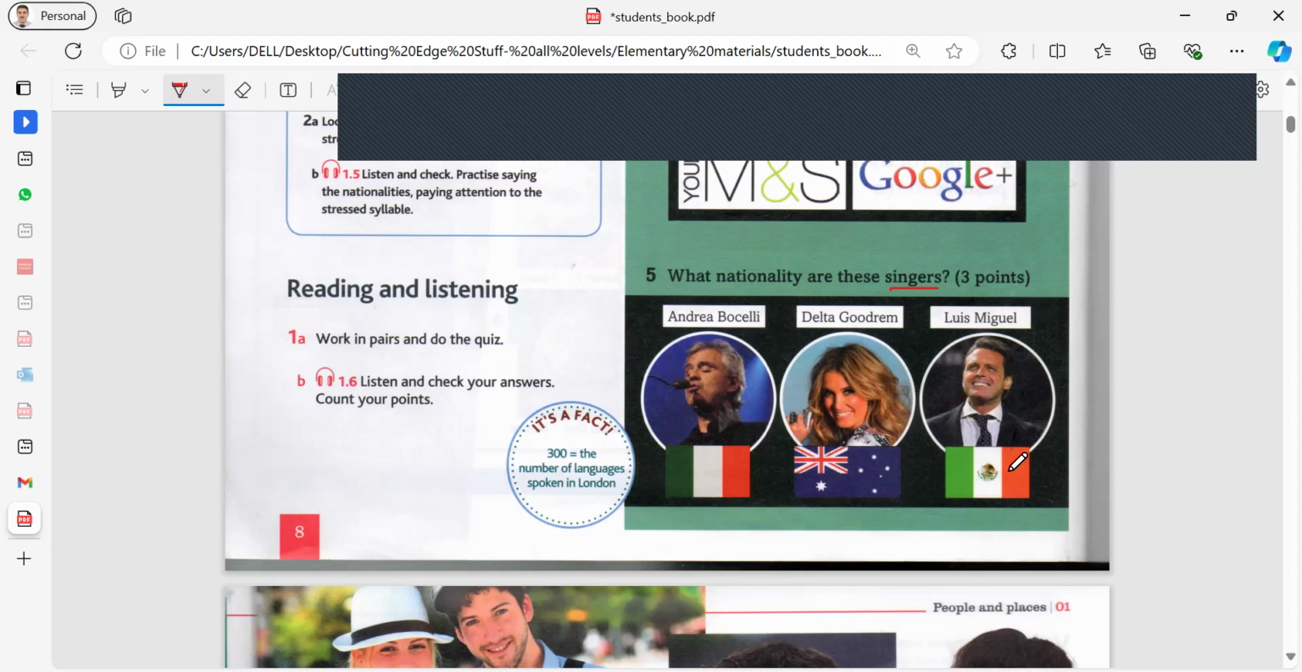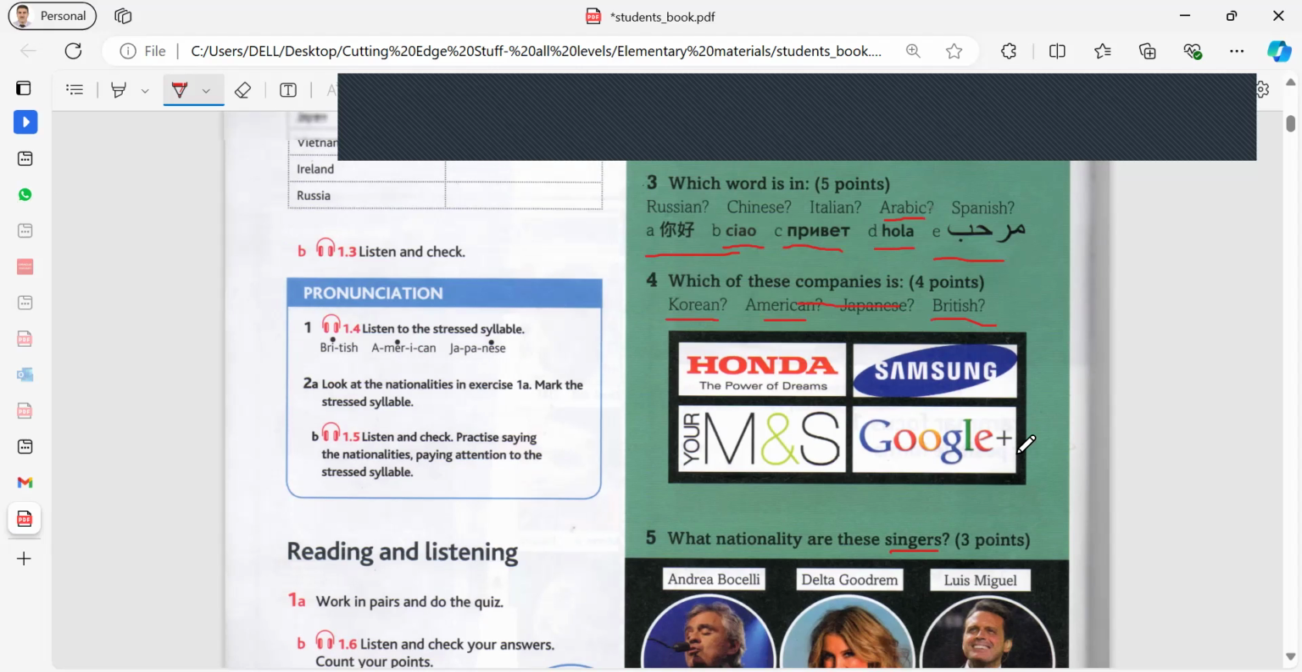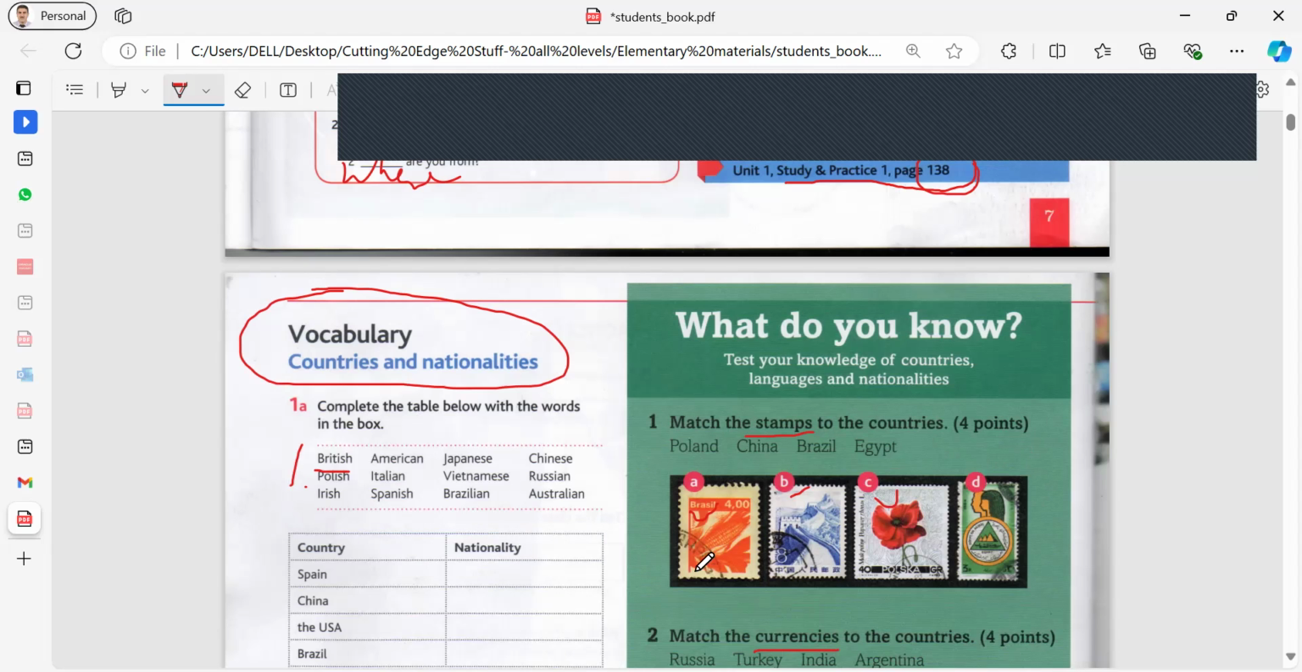One. Stamp A is from Brazil. Stamp B is from China. Stamp C is from Poland. And stamp D is from Egypt.